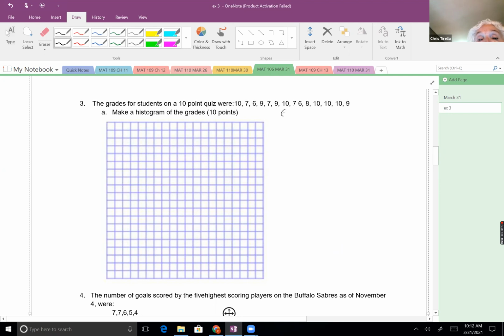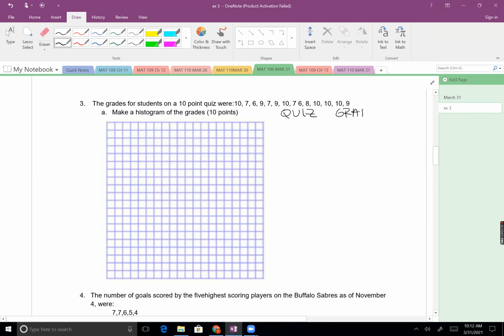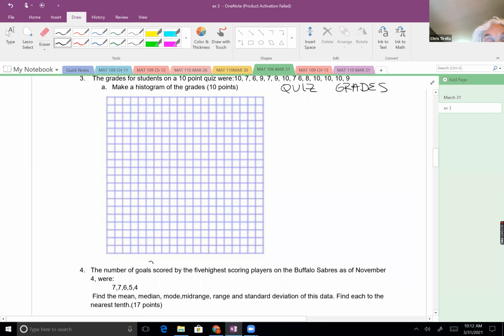The title for this would be quiz grades. Our horizontal axis will be our data values. So those will be the grades. Our vertical axis will be our frequency. I'm not good at horizontal writing, so I'm just going to abbreviate the frequency.